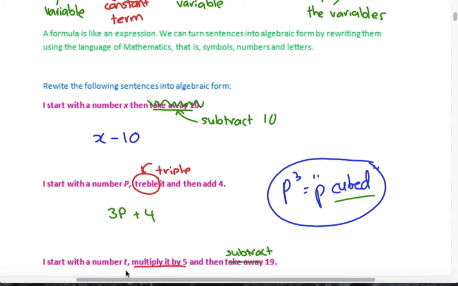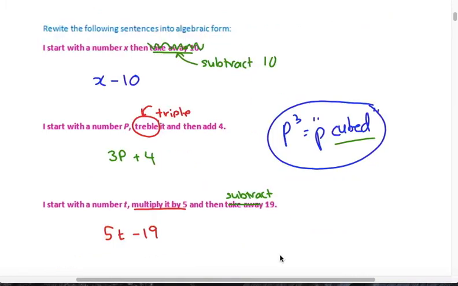Next one, I start with the number T. Notice it's lowercase t, so don't use uppercase T. I multiply it by 5 and then subtract 19. So if it says take away on yours, still just cross it out and change the word to subtract. Common error is people would write T times 5. But remember, we don't use the multiplication sign in algebra because it gets mistaken for an x. So how should we write T multiplied by 5 instead? Have a think. That's right, we should say 5T and then take away 19. There you go, 5T, take away 19, perfect.